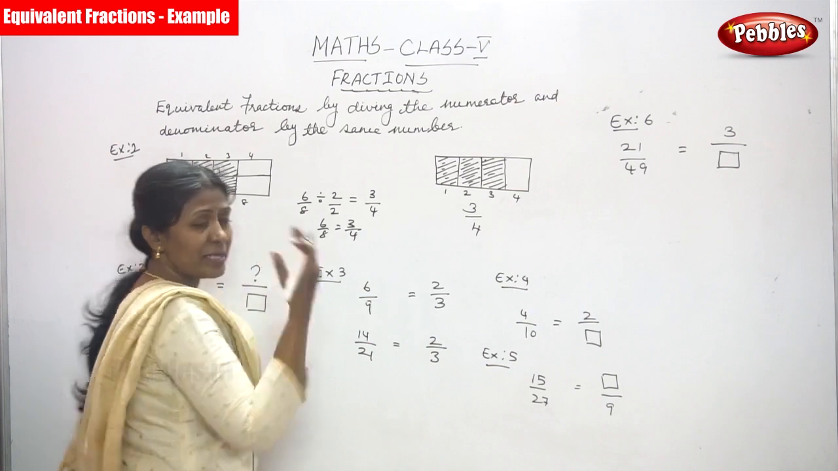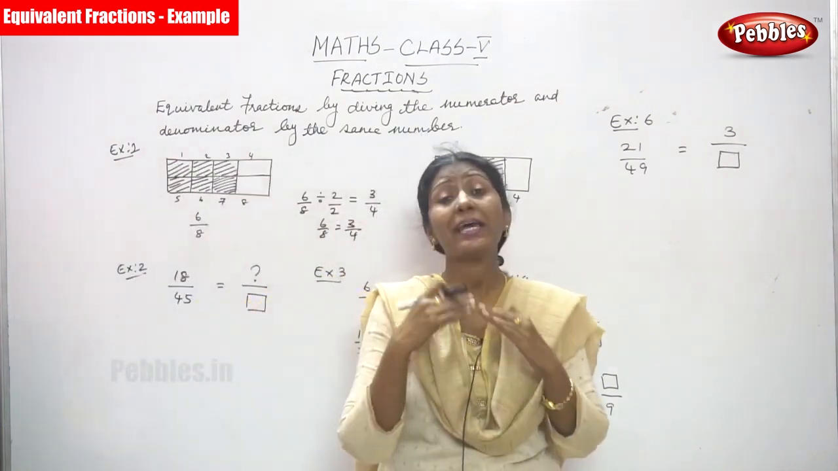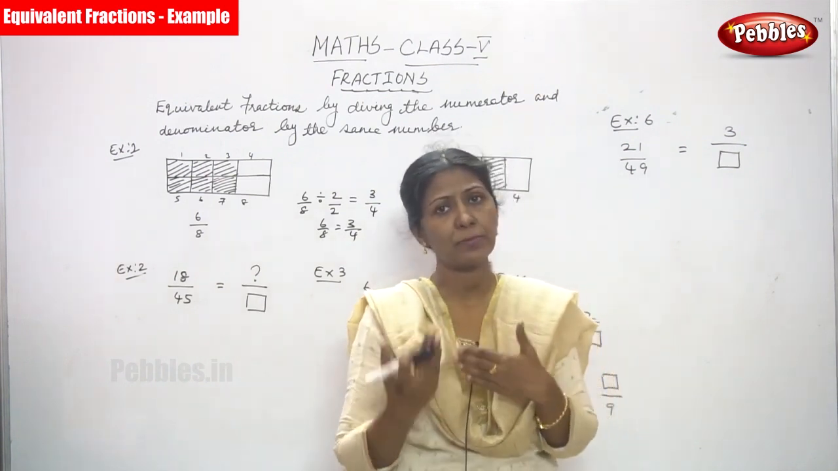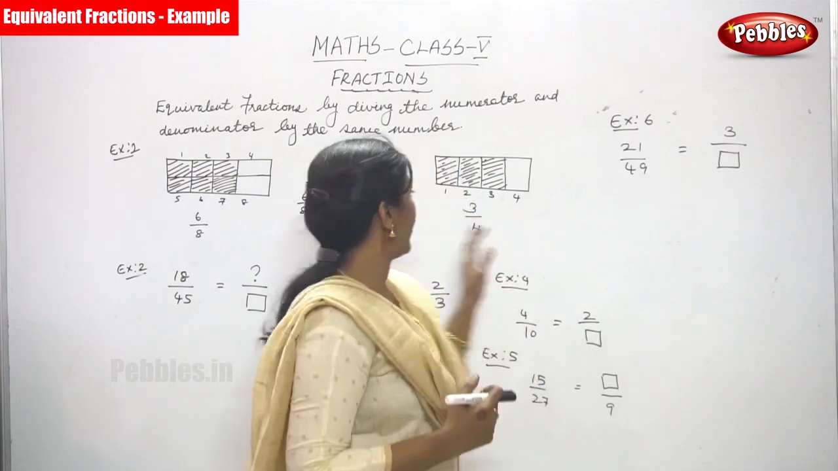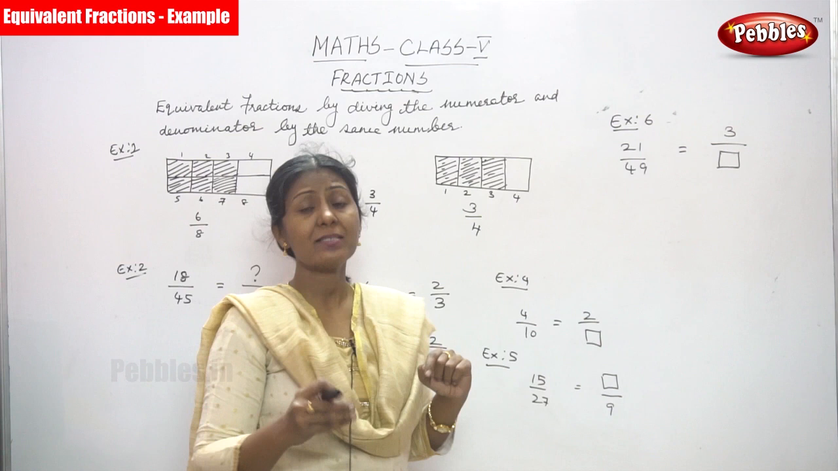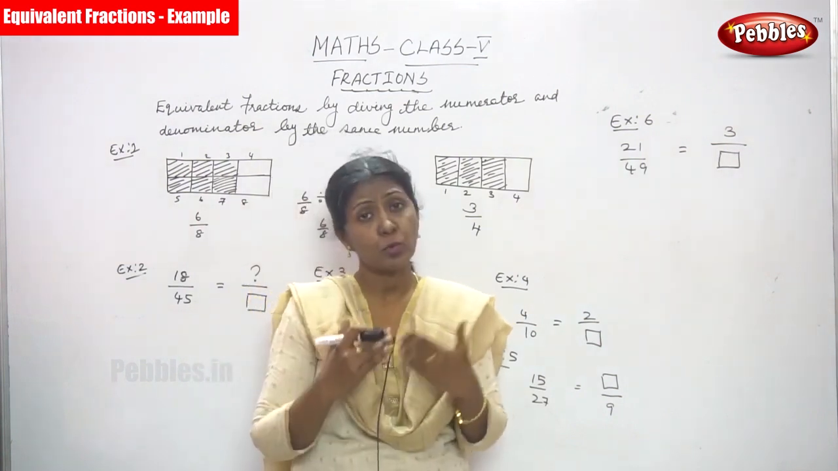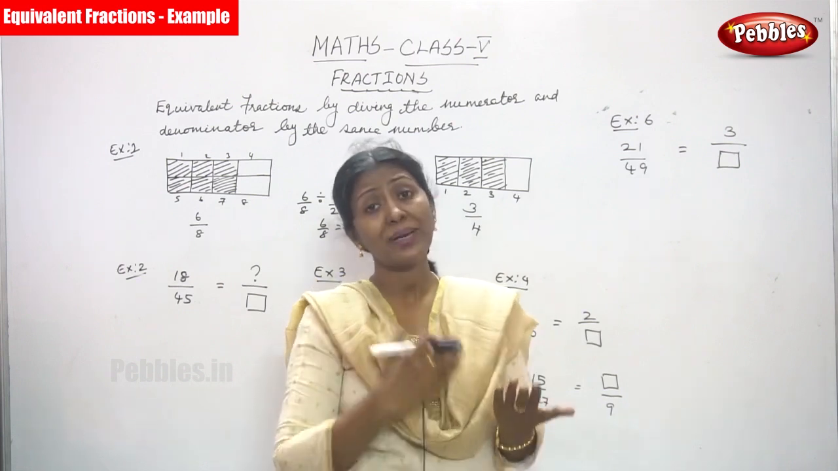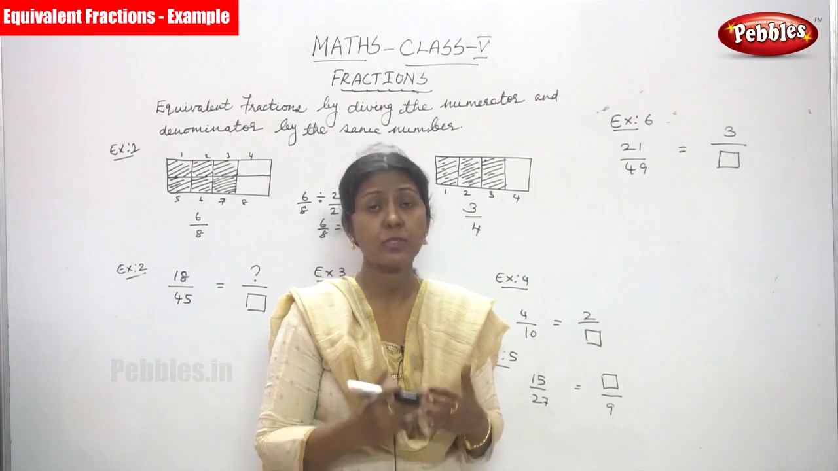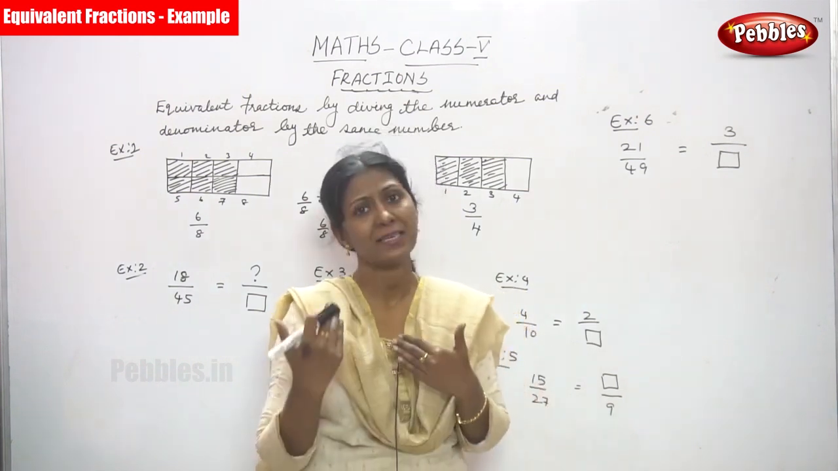I'll repeat. First I draw the diagram. Then I cut it into 8 equal parts. Then I shaded 6 portions. So the fraction of the box is 6 by 8. Equivalent fraction means you have to multiply or divide the numerator and the denominator by the same number.